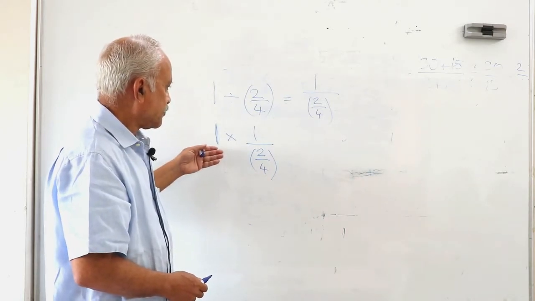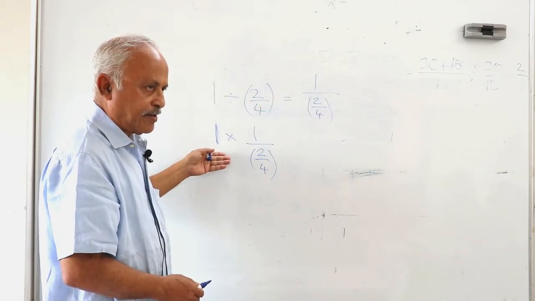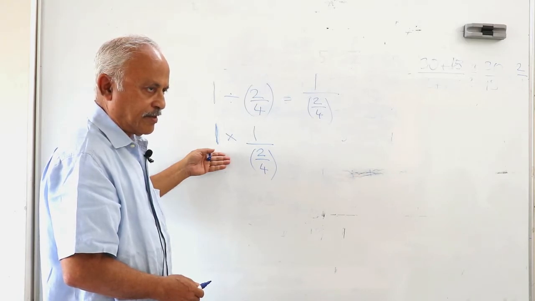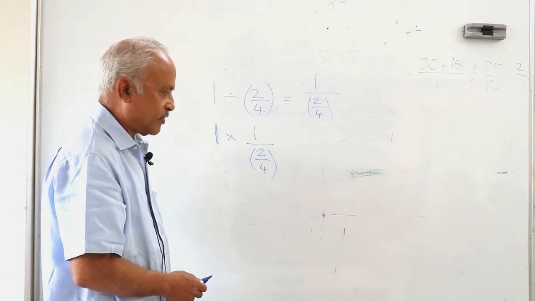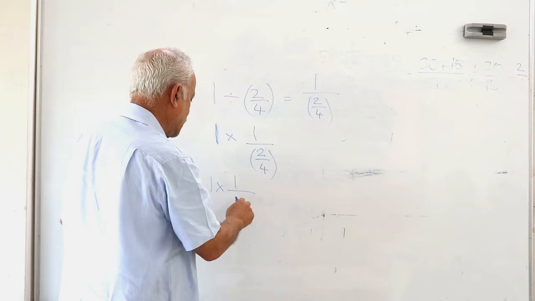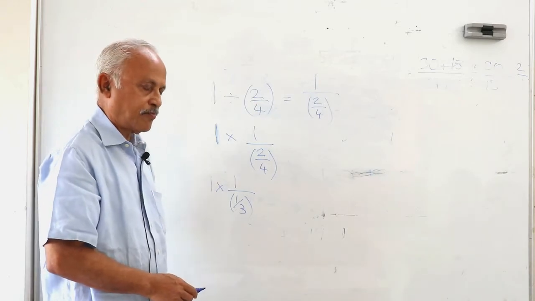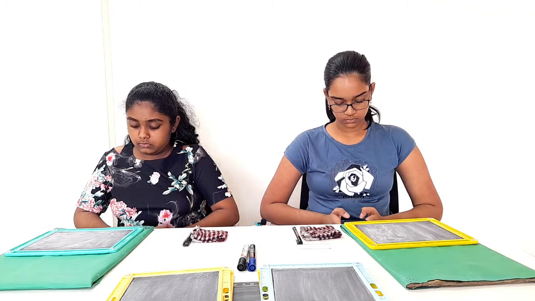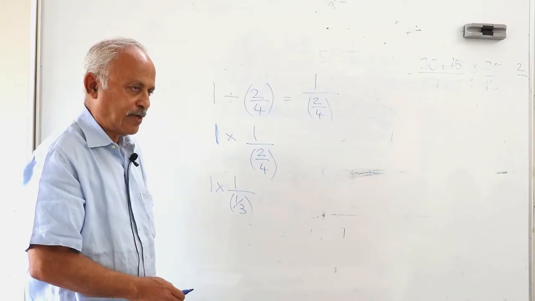So these are different ways of writing the fraction. Let's do one more example. 1 into 1 upon 1 by 3. What answer do you get? 3. Okay.